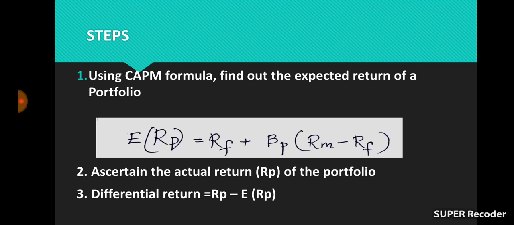The steps involved in Jensen's measure of differential returns are: first, using the capital asset pricing model formula, find out the expected return of a portfolio. As per the capital asset pricing model, expected return of a portfolio is equal to RF plus beta P into (RM minus RF). Here RF means risk-free rate of return, beta P is the systematic risk of the portfolio, and RM is the market return. The second step is to ascertain the actual return of the portfolio.